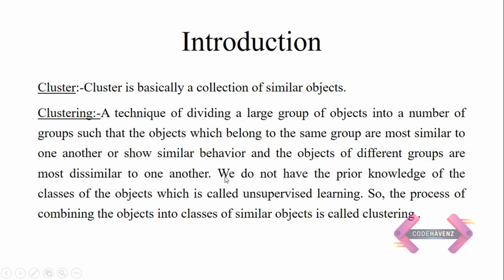And one important feature of clustering is that it is basically an unsupervised learning. Unsupervised learning means we don't have the prior knowledge of the classes of the objects. Like in classification, we have the class index and we need to classify the data according to that class index. In the case of clustering or unsupervised learning, we don't have such kind of knowledge initially. Therefore, the process of combining the objects into the classes is basically called clustering.